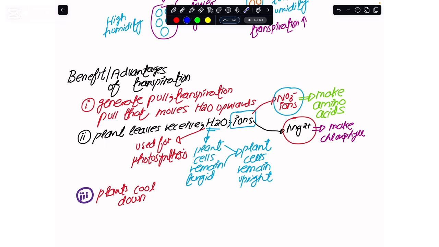So I hope you are clear in understanding how the water moves in the xylem, and that too under the impact of the transpiration pull.